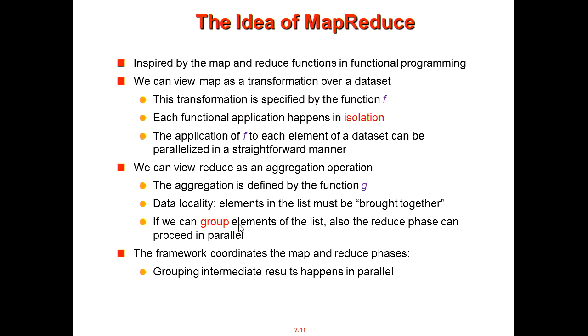Next, within the reduce function, you define how to do the aggregation. For the word count example, g is just a sum. It sums all the local counts from all the mapper outputs and adds them together. So actually, you get a global count from all the local counts. If you can group the elements of the list, then the reduce phase can also proceed in parallel.